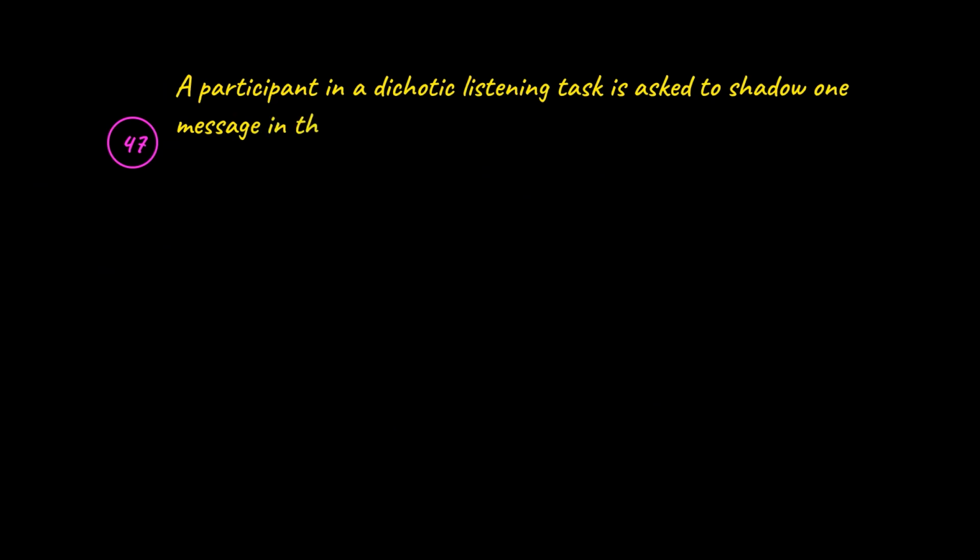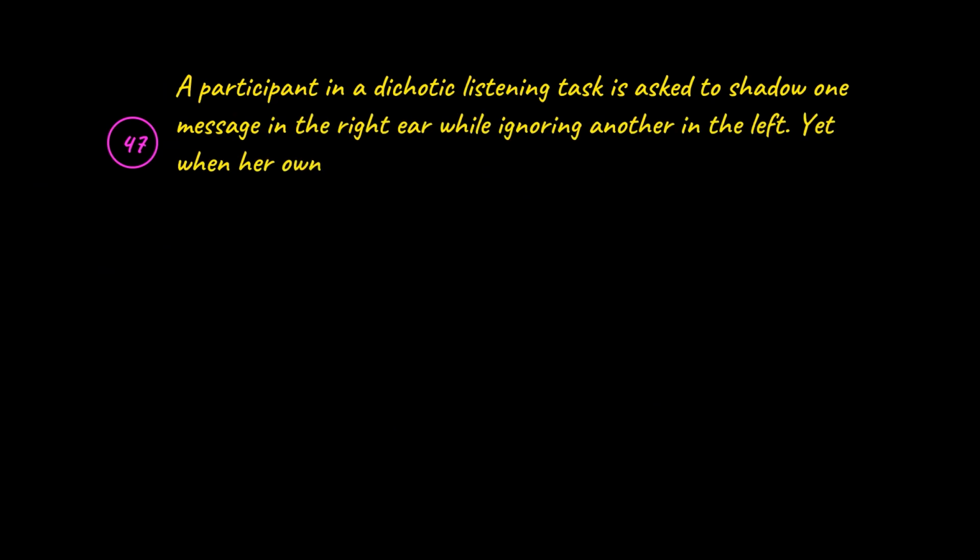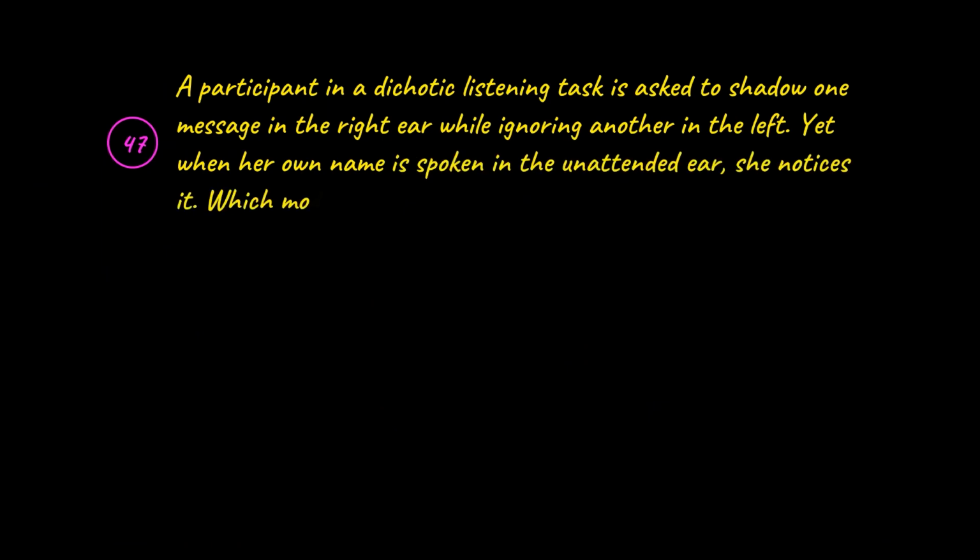Question 47. A participant in a dichotic listening task is asked to shadow one message in the right ear while ignoring another in the left. Yet, when her own name is spoken in the unattended ear, she notices it. Which model best accounts for this finding?